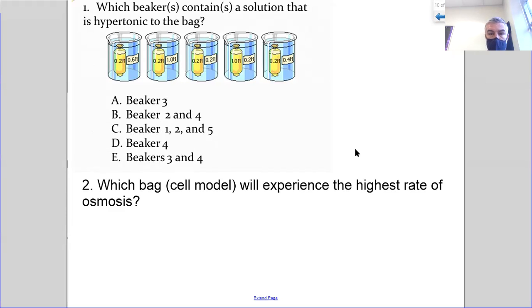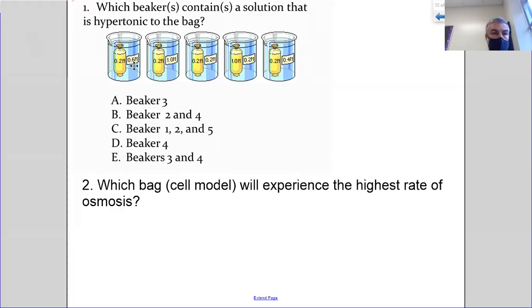How fast is this going to occur? Well, the difference in concentration gradient is going to tell me which one's going to happen fastest. So which bag will experience the fastest rate of osmosis? Which concentration gradient is greater? Which of these solutions has the biggest difference between them?